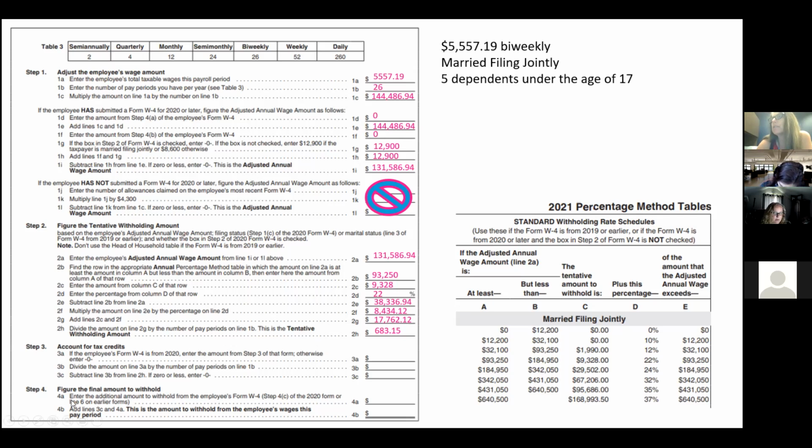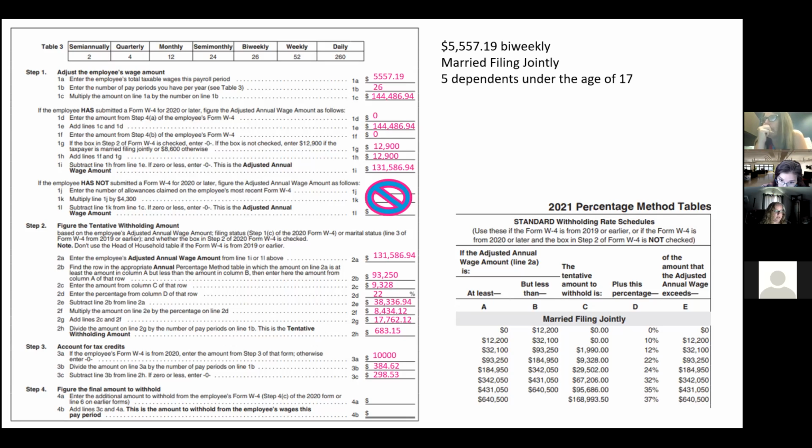Looking at step 3, we're going to enter the amount from step 3, which was 10,000. That's the dependent credit. We're going to take that amount and divide it by 26 to get the per pay period amount. And then we're going to subtract. So we were going to withhold $683.15. Now we're going to take away those dependent credits and we're only going to withhold $298.53.